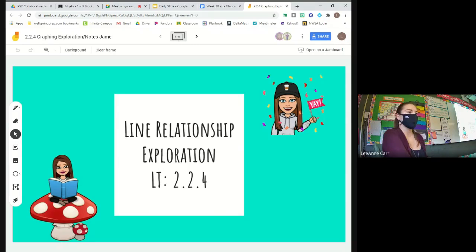Yeah, just 6 Fs. Since this is an exploration, we're not going to start off with our I can statement like we normally do, because we're going to explore and figure out what our I can statement is today, right? But our learning target today is 2.2.4.